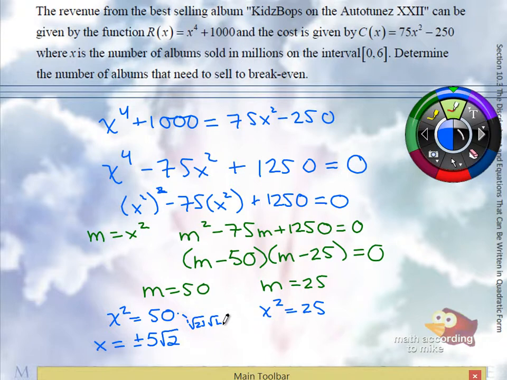Well, here's the deal. What is the decimal value for 5 square root of 2? Sure, but what is our domain? 0 to 6. So can we use 5 square root of 2? No. Can we use negative 5 square root of 2? Nope. You can't sell a negative amount of albums.